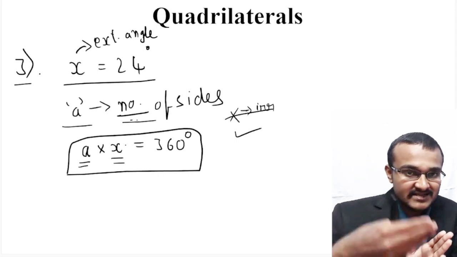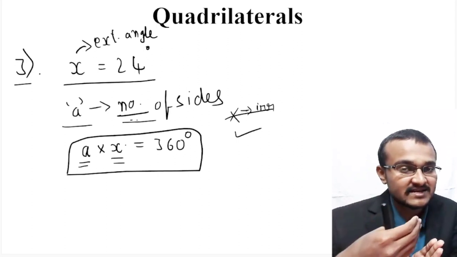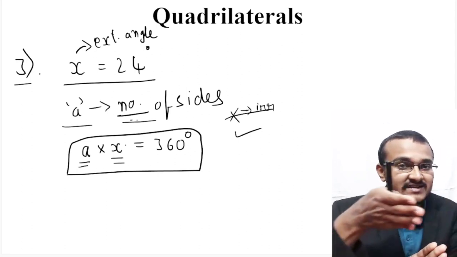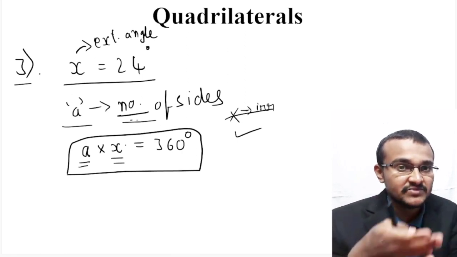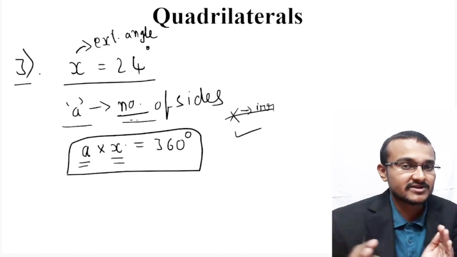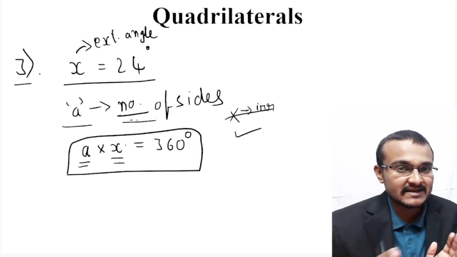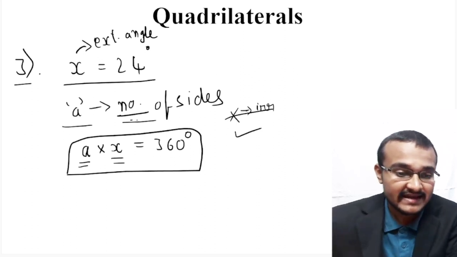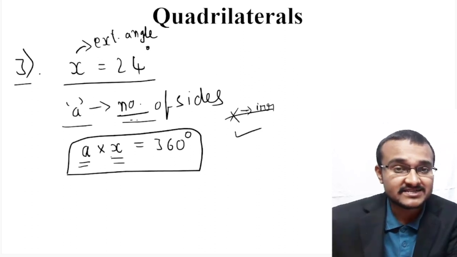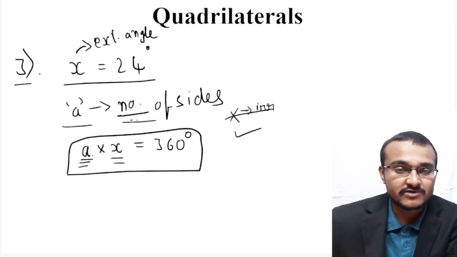So if 10 sides is there in that particular regular polygon, you are adding that exterior angle, which is same for all 10. So all 10 exterior angles will be same. So you should add 10 times that particular exterior angle, the same exterior angle, to get 360 degree. So here also I am multiplying A times an exterior angle, because I don't know what is the number of sides.